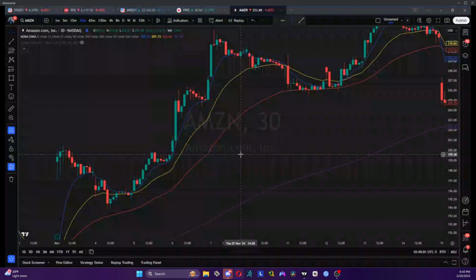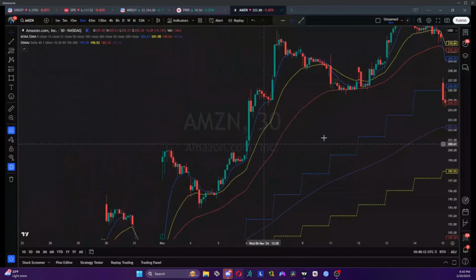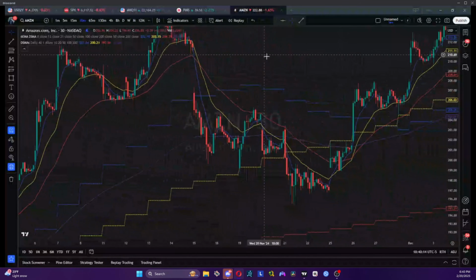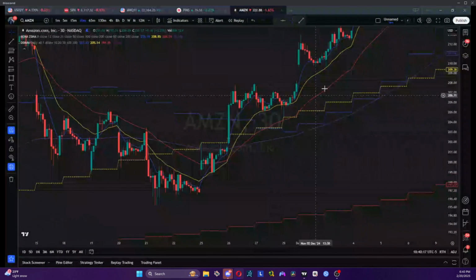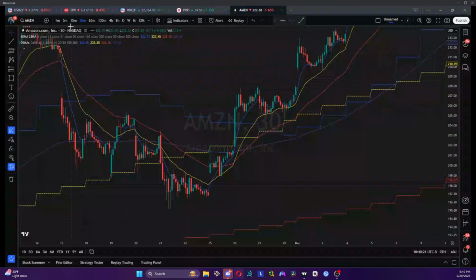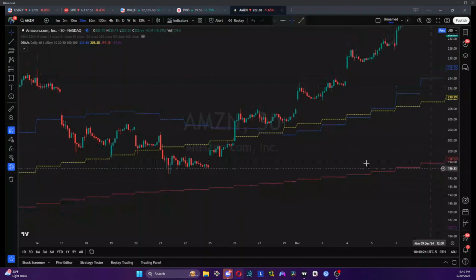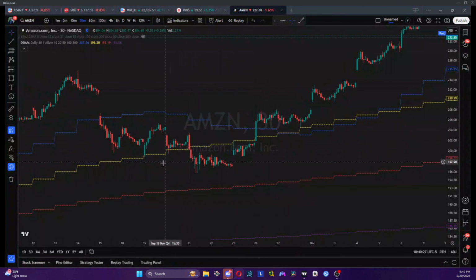This is how EMAs can be your friend. This is how you use them as confluence to price action. Now the cool thing about it is when you combine them with these static levels, these static daily SMAs, you can start to have a better understanding of where there could be a bounce.